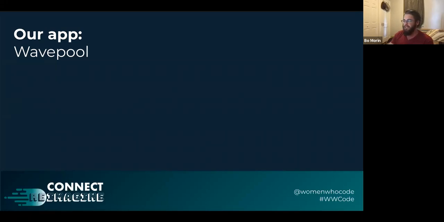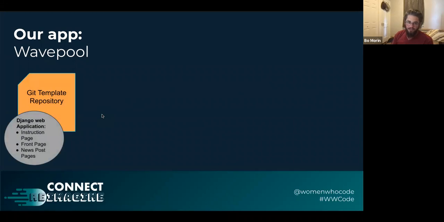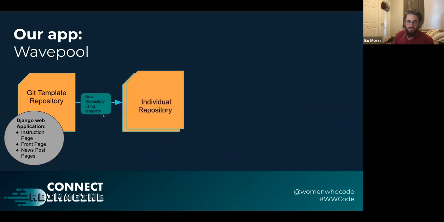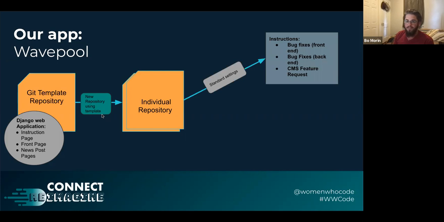And what we landed on is an app that I call Wavepool. So this is a Git template repository of a Django web application. It's very simple. It has an instruction page, and it has a front page and news post pages that actually look a lot like our main news post product. So candidates get sent a link to this template repository. They follow the README to make their own individual repository from it. And then depending on if they are a senior engineer candidate or a regular engineer candidate, they just run it with the settings that we send them in the instructions.